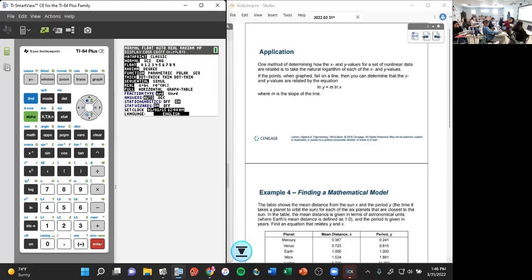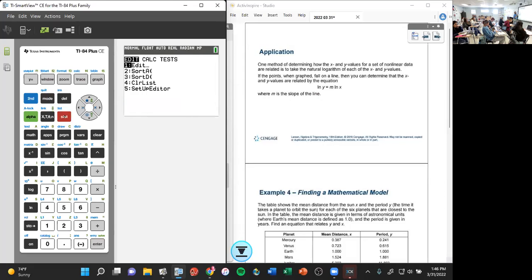Okay. All right, now that diagnostics is on, I want to do a linear regression. Do y'all remember doing that? Finding a line of best fit, right? Yes. Okay, so to find a line of best fit, go to stat. Go to calc. Which one is linear regression? Which one makes a line? Number 4.